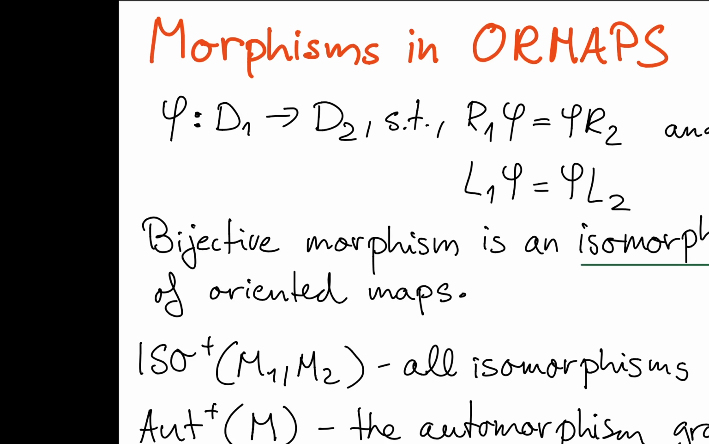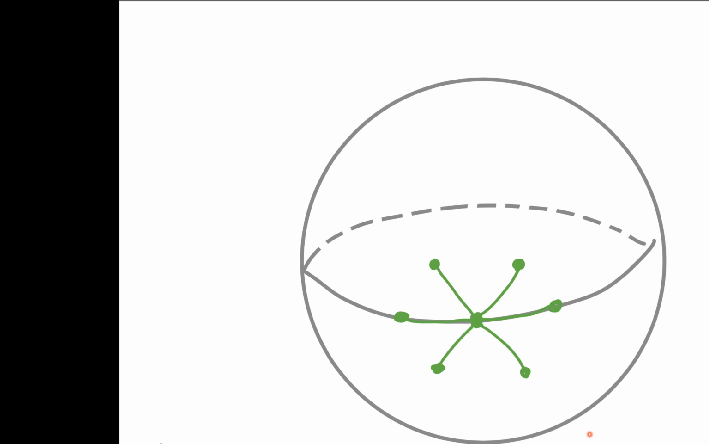So we study isomorphism. A morphism is a mapping which respects these permutations, so it commutes with them. And a bijective morphism is an isomorphism, and we are interested in the set of all isomorphisms, or the automorphism group, which is the set of all isomorphisms from a map to itself. So let me give an example.